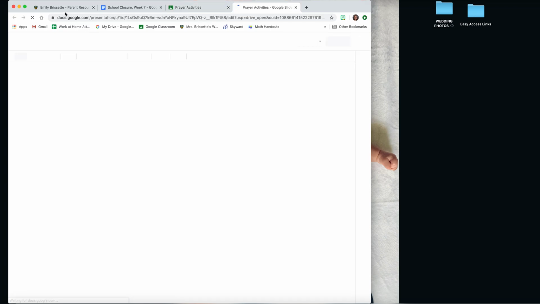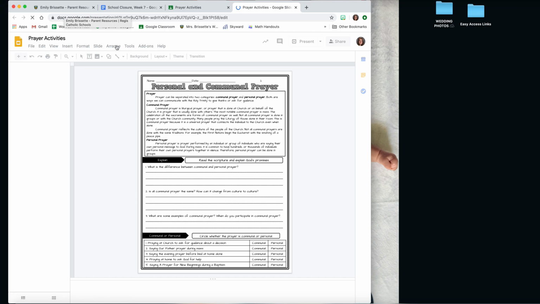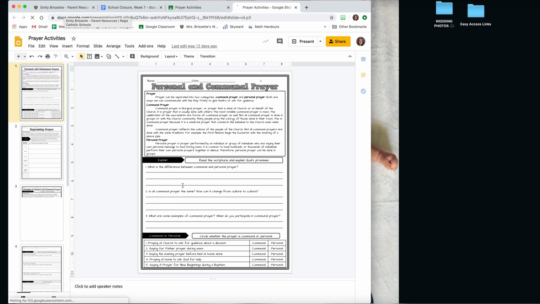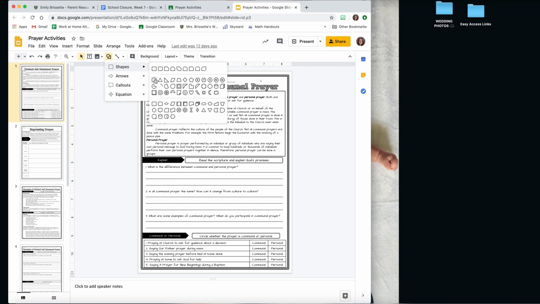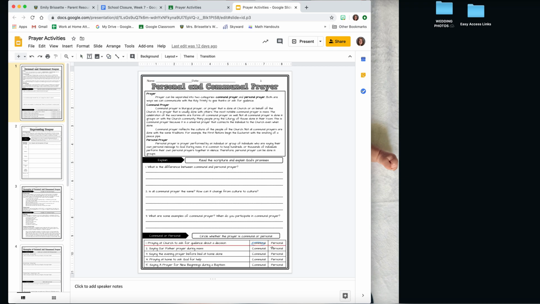You have one slide to do today for this prayer activity, a little reading, and then 3 questions. To put the circle on here, you just use the circle tool and add a shape to whether you think it's communal or personal based on what you read up there. So read about communal and personal prayers, answer a few questions, which you can just type in, and then you can add a circle over the top of these. You could highlight the text too, whatever is easiest for you.